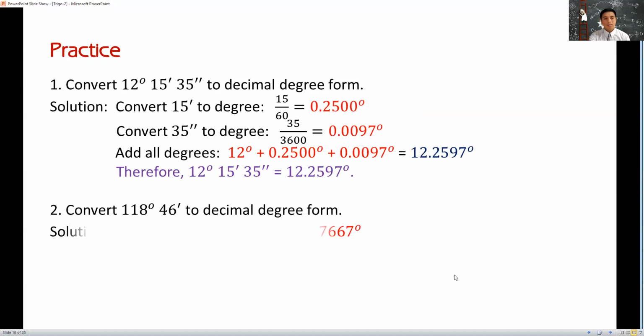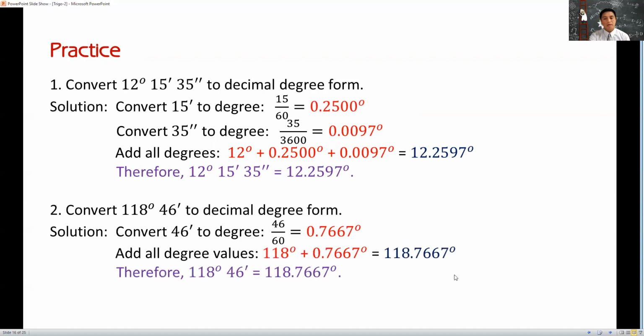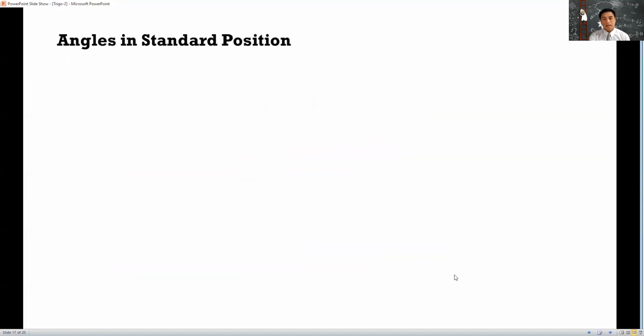So these are more examples, more practice. You can practice them by yourselves. Okay, so that is part one. In my next part, we will be talking about the different types of angles, namely the angles in standard position, reference angle, co-terminal angle, quadrantal angle. We will be studying all those types of angles. Okay, so see you in my next video.